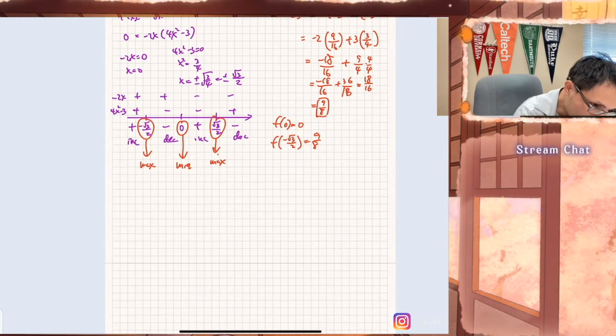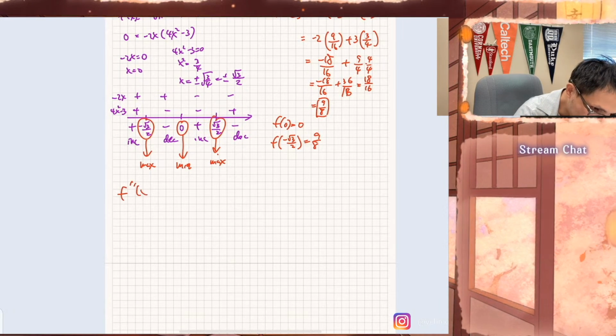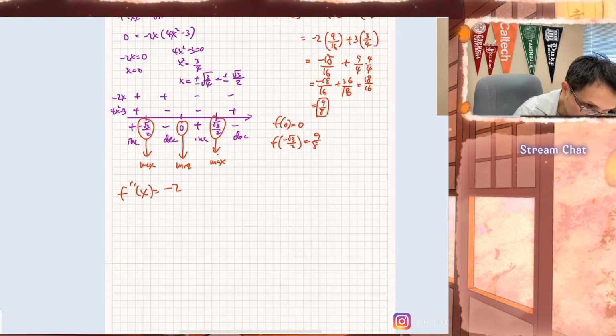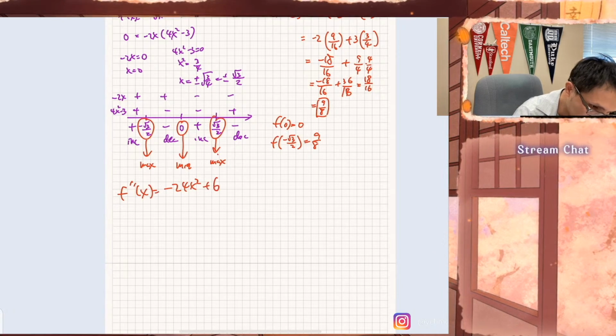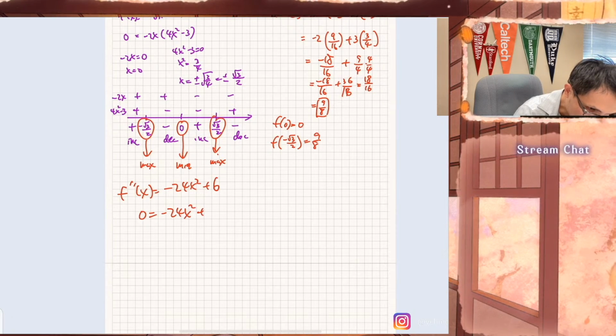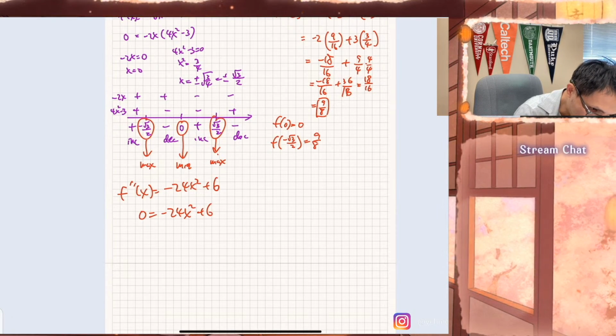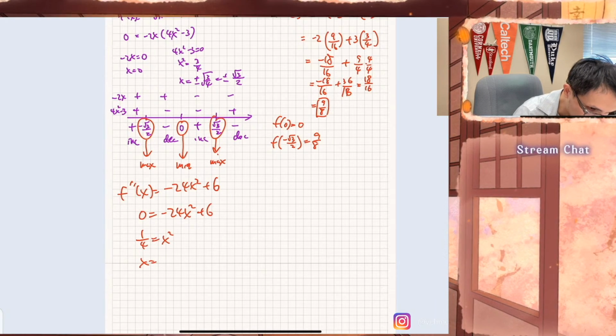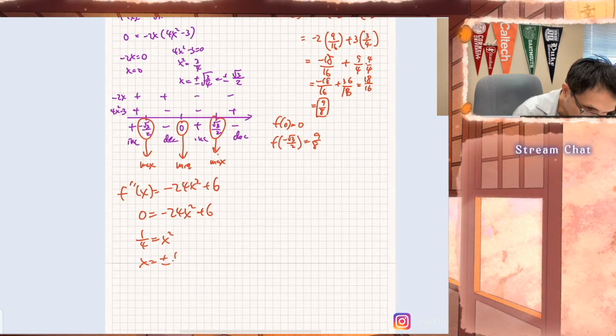And then I'm going to do a double prime of x. So that's equal to negative 24x squared plus 6. And obviously we can set it equal to 0. And they actually come out pretty nice numbers. 1 over 4 equal to x squared. x equal to square root of 1 over square root of 4, so probably plus or minus 1/2.